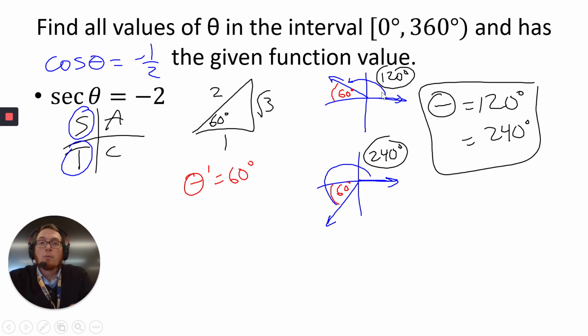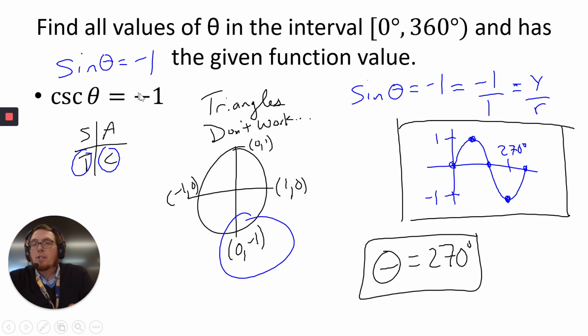In quadrant 2, that is found by taking 180 minus 60, and in quadrant 3, that's found by taking 180 plus 60, and you get these two answers of 120 and 240. Again, focus on the ratio. Don't worry about the negative in terms of the ratio. Just figure out the reference angle, and then deal with the positive negatives for the quadrants.